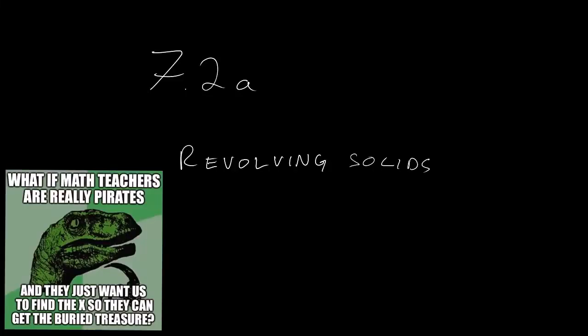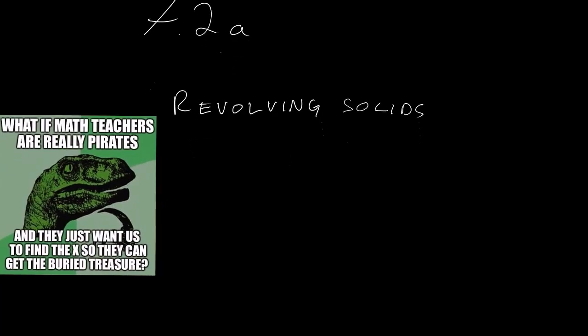I'm your host, Mr. Hill, coming at you with some AP Calculus, talking about revolving solids. So just as a refresher, if we have a couple solids that we are revolving around different axes, we have two different methods. We have a vertical method and we have a horizontal method. So we have vertical and horizontal.